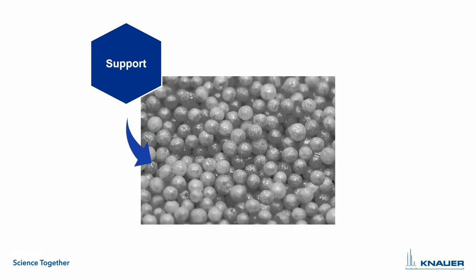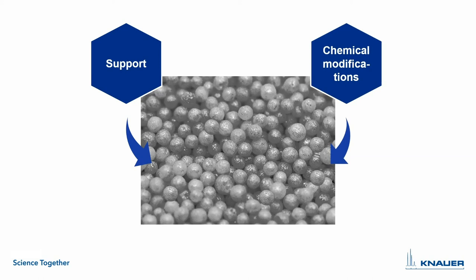So when you look inside a column, you always find some particles inside there. Typically these are nice spherical particles, and this is what we call the support material. And on this support material, we most often have also a chemical modification. So the support and the chemical modification are both equally important for the selectivity that you have on your column in the end.